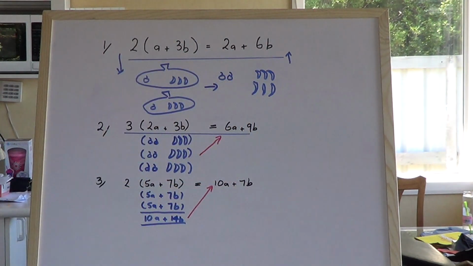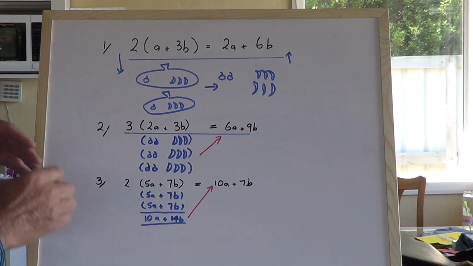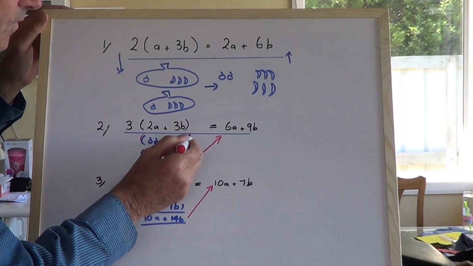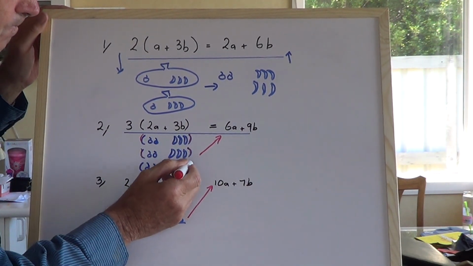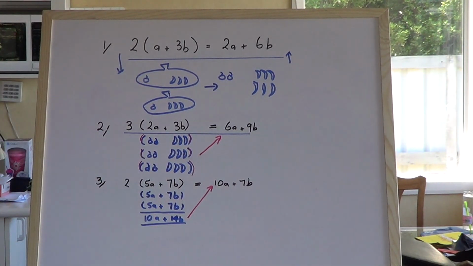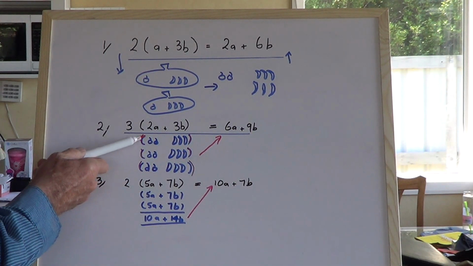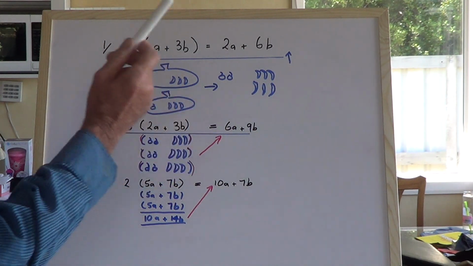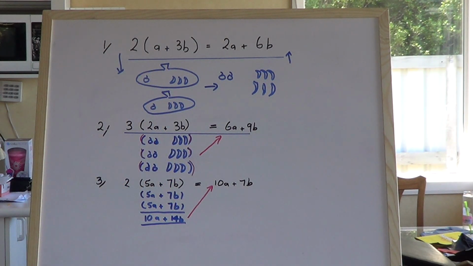There it is there. Another way to look at it is we can use brackets instead of a sack. So there are the brackets instead of the sacks. And you can just look at that, you've got 6 apples there and you've got 9 bananas there. So that's pretty straightforward.